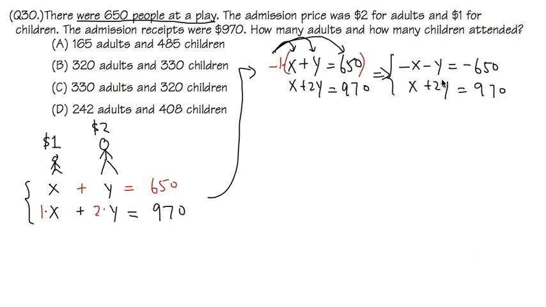And then if we add these two equations together, as we talked about just now, the negative X and the positive X will cancel each other out. And we will just have the Y. Well, -Y plus 2Y is equal to Y. And that will be equal to negative 650 plus 970. So in other words, you can just do 970 minus 650, and then we get 320. So we have a total of 320. The Y stands for the adults.